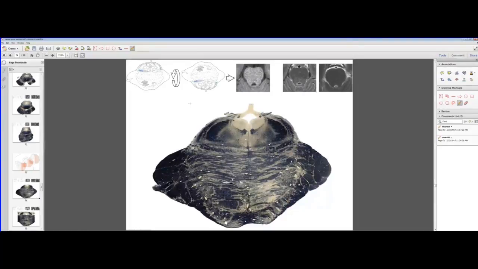All right. Let's see. So do you know what fibers these are? I don't know off the top of my head. Those are the fibers of 4. Those are trochlear. You know what this white matter is?